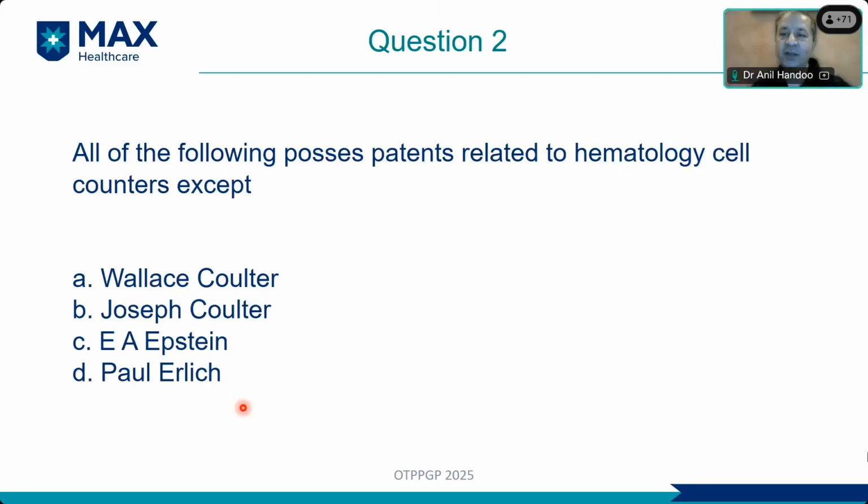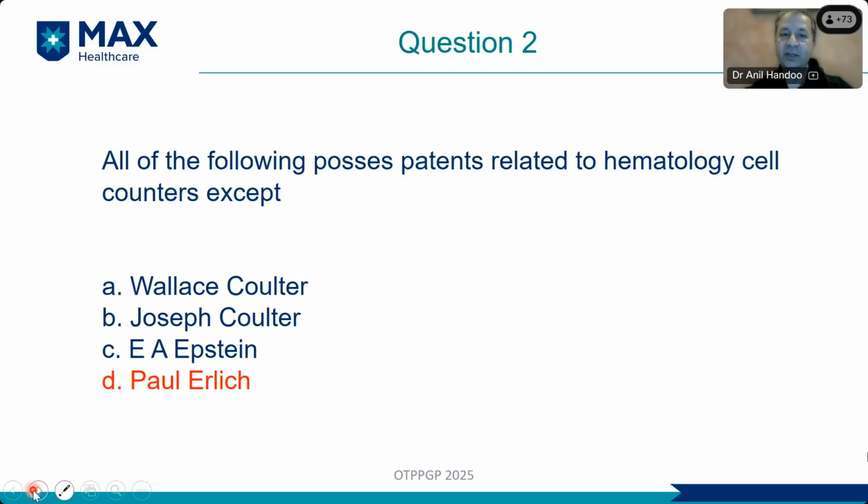Again, spot on. So Wallace Coulter and Joseph Coulter were brothers, and they were the ones who gave you what is called the Coulter principle. And E.A. Epstein was one of the scientists who worked for Technicon and gave you the fluorescence-based flow cytometry platform for hematology analysis. Paul Ehrlich, of course, got many other awards and had many other patents to his credit, primarily related to staining and lots of other things other than this, but he was not the one who actually got it on the hematology analyzer part of it. All right, so great, two good questions and fantastic answers.